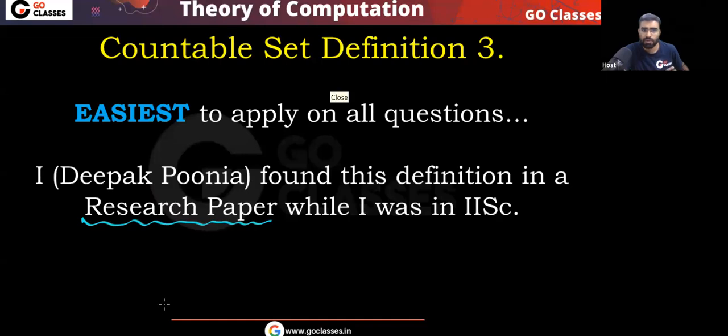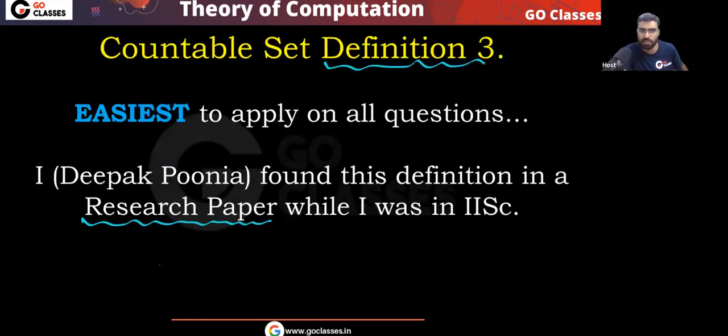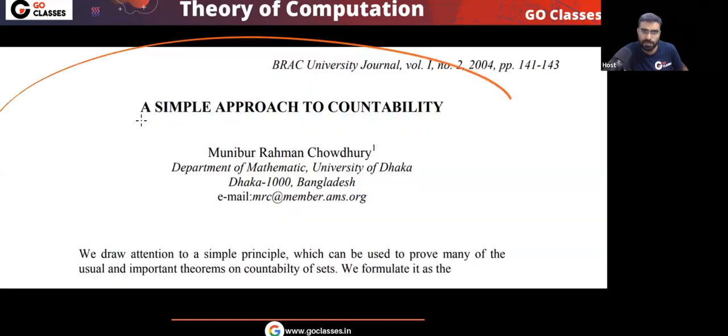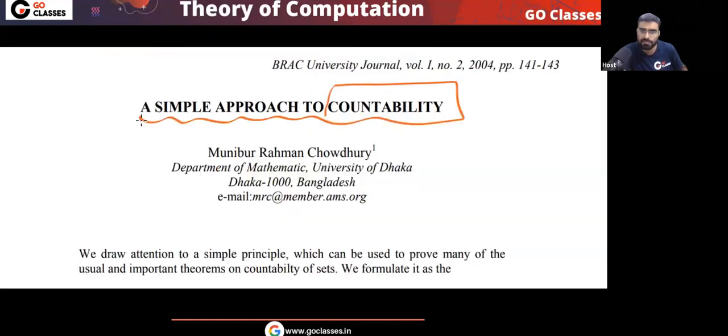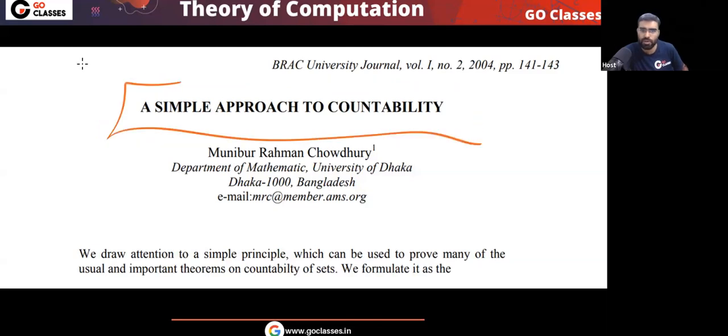So this is definition number 3. Now I am discussing definition number 3. This is a very easy definition, and I found it in a research paper. You can see this is the research paper. The name of the research paper is A Simple Approach to Countability. A simple approach to countability means this definition will make your task very easy. This definition will make your life very easy.